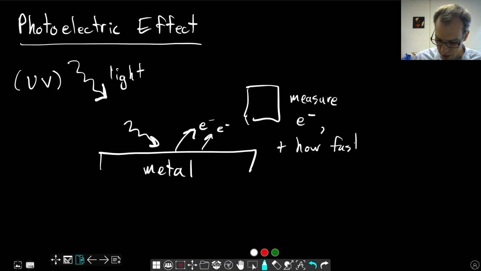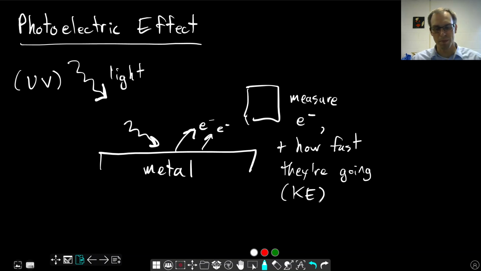So you can both measure how many electrons you're getting and the speed at which they're going. Or you can measure their kinetic energy, right? Kinetic energy being the energy of motion we've talked about. So there's some device here. We're not going to go into the details of that device. But for us, it's sufficient that we understand this picture.